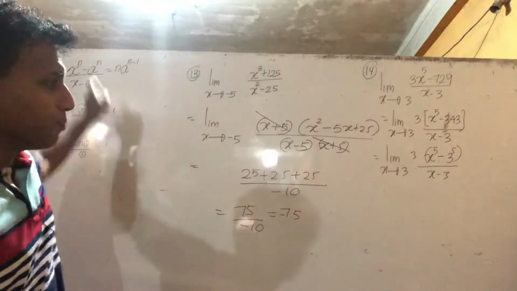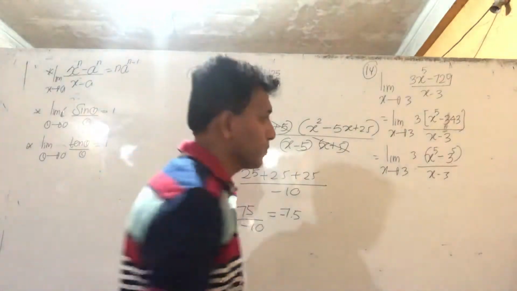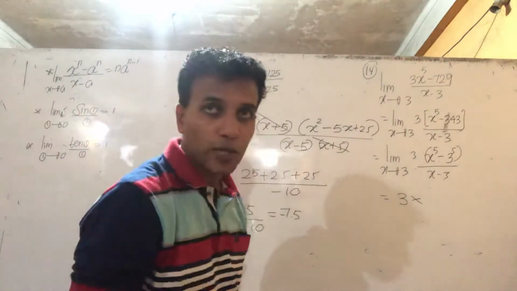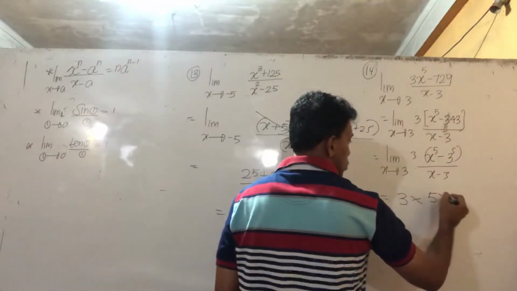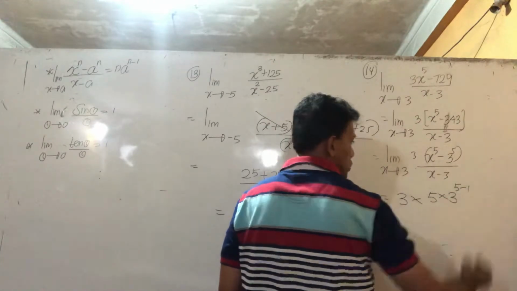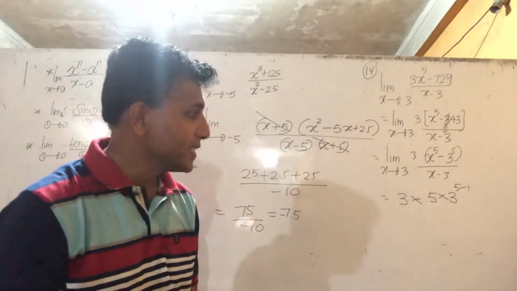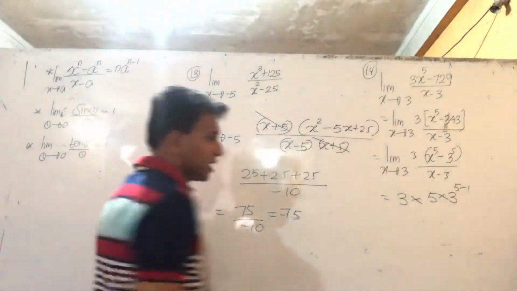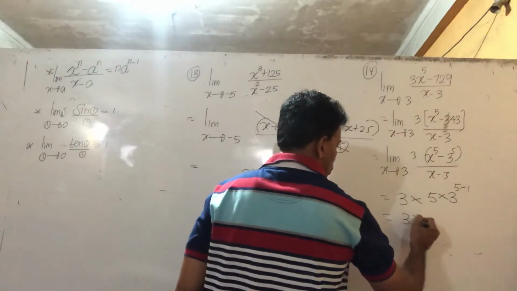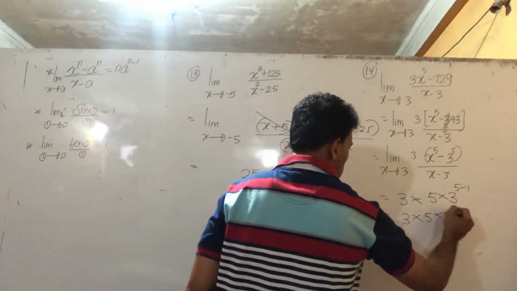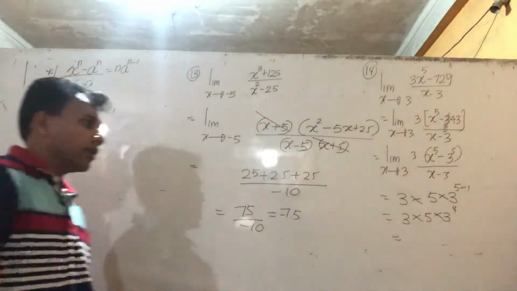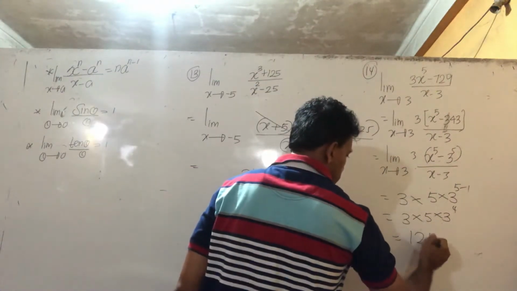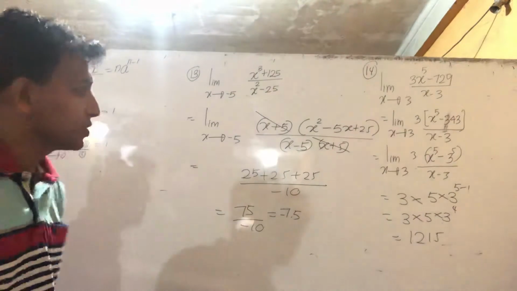So apply this rule, n a to the power n minus 1. What is the answer? Here n is 5, a is 3. So 5 into 3 to the power 5 minus 1. 3 to the power 4 is 81. 81 multiplied by 5 is 405. You can simplify this answer: 3 into 5 into 3 to the power 4, so 81 times 15 is 1215. Check that, that's the answer if you simplify.